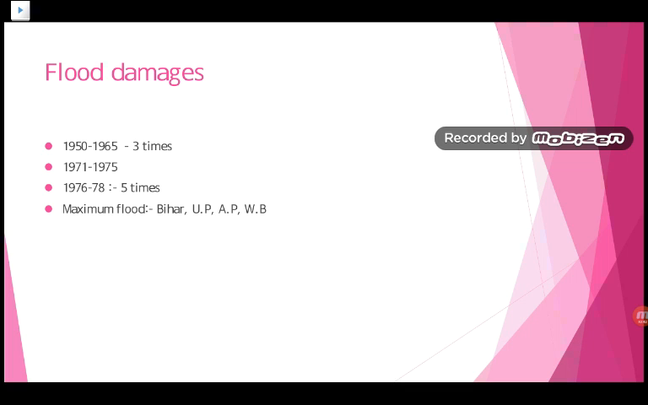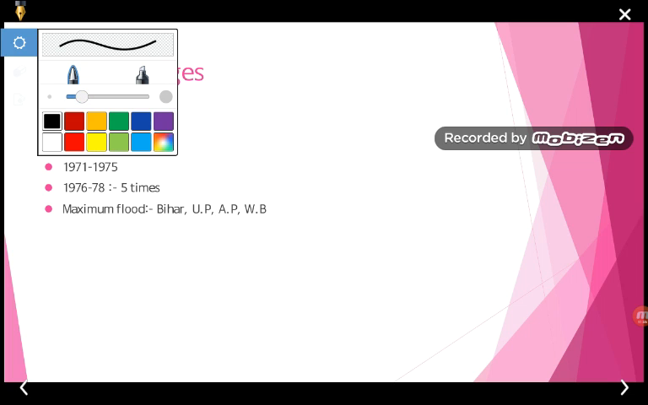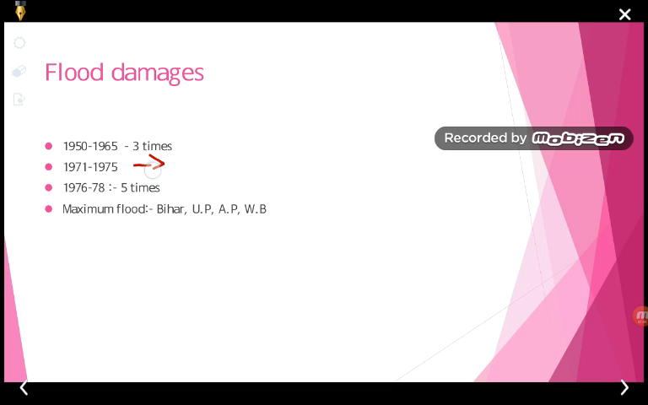Next, coming up to the damage due to the flood. So you can say that from 1950 to 1965, within the 15 years, one can assume that there may be the occurrence of flood 3 times. So from 71 to 75, here you can say that 3 times within these 4 years the occurrence of flood has taken place. And from 76 to 78, 5 times flood has struck that region. Maximum floods normally take place in a few states like Bihar, UP, AP, Andhra Pradesh, and West Bengal. So you can say that these are certain states which are flood prone areas.